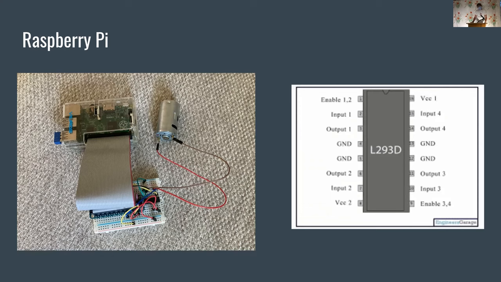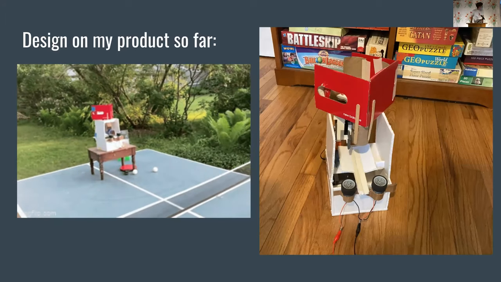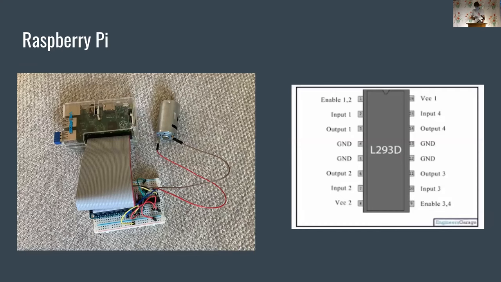So the Raspberry Pi looks like what we can see on the left. It's just a small computer that you can completely customize to do your own thing. I used it just to control the motors, and the biggest challenge of this was learning how to code it. So I had to learn Python a little bit. And the main thing that helped was this chip here, the L293D, which will let me control the motors.